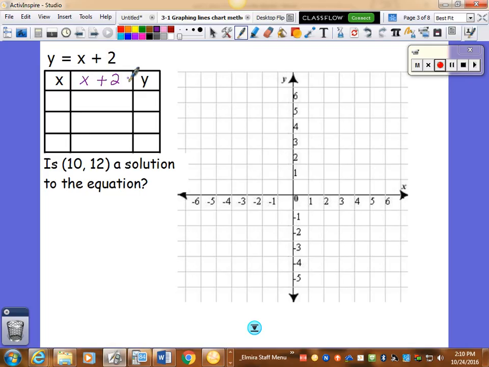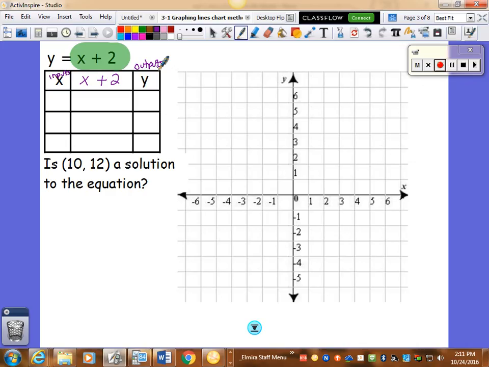So first we start off, we make this thing called an input-output table. And what that does is X's are inputs and Y's are outputs. Alright, and those are the most important 2 columns. And the middle column is where we're going to do all of our work.